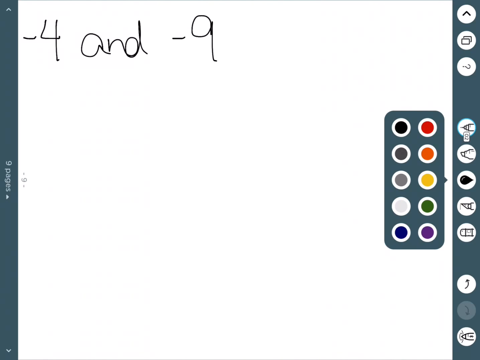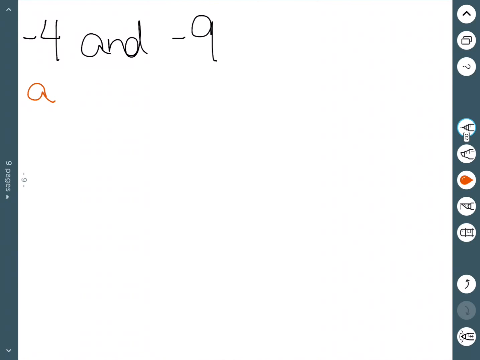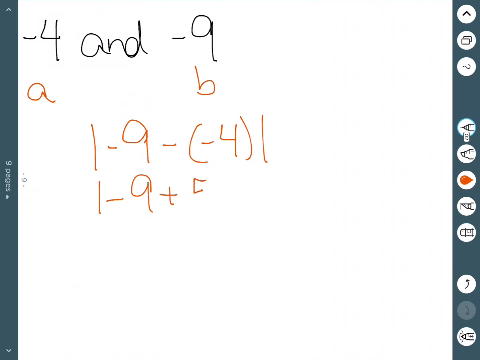For my very last example, we'll do negative 4 and negative 9. We'll stick with the pattern of the first number being a and the second number being b. We then have b minus a, so negative 9 minus negative 4, which is the same thing as negative 9 plus 4. And negative 9 plus 4 is negative 5. The absolute value of negative 5 is 5.